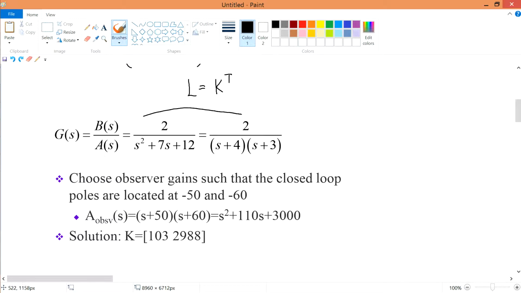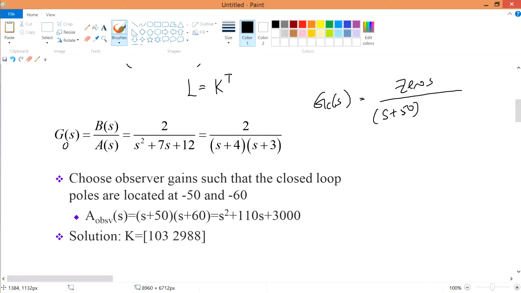This is the transfer function over here: 2 over s squared plus 7s plus 12. Then you have your poles as s plus 4 and s plus 3 if you factorize it. This is your open loop transfer function. Your desired closed loop, with some arbitrary zeros that we don't care about, we want to be s plus 50 and s plus 60.